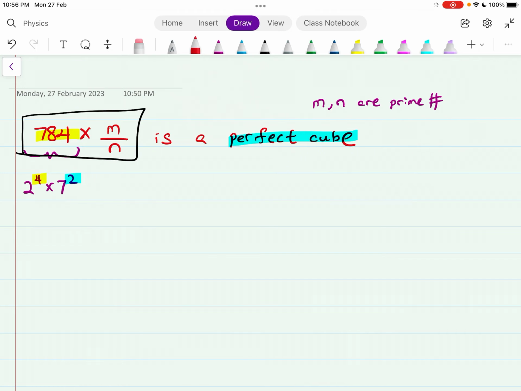So for example, a classic example is maybe 27. So 27, right, it is a perfect cube. Why is that so? Because if I make it into the index form, you will get 3 to the power of 3. And you notice one thing, right? The power is 3. For something to be a perfect cube, you must make sure that the powers are multiples of 3.